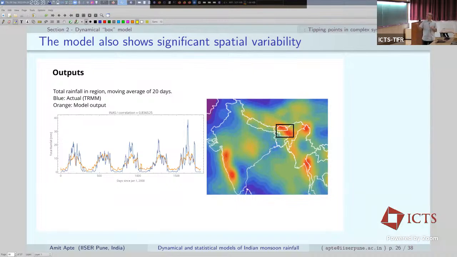So for example, I still don't know why it actually works well. I don't have an understanding of what's going on. But when we tried to do this using the boundary conditions for a box around the Northeast, it somehow captured the variation of the rainfall reasonably well. It was a fairly reasonable match with the observations across the different years.